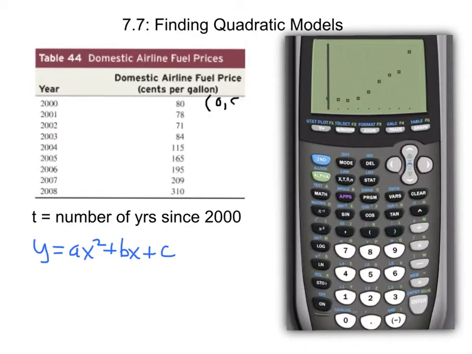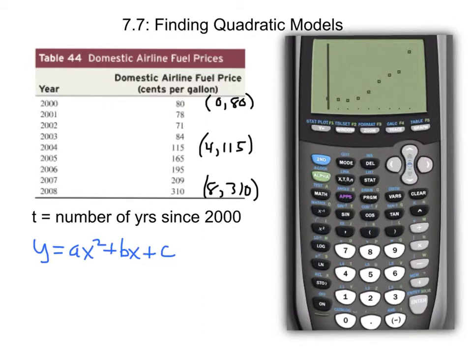So that would be (0, 80). That's the y-intercept. And I'm going to choose a point somewhere in the middle. I'll take this one, (4, 115). And then 1 toward the end. In fact, I'll choose the last point, (8, 310). And I'm going to find a quadratic function that passes through those 3 given points.